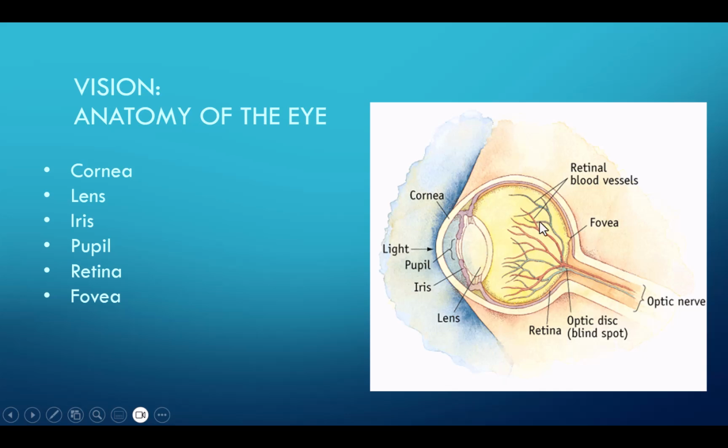Now the light comes in, hits the retina in the back of the eye, and the retina is considered neural tissue, and it's what we're going to focus on. So it lines the back of the eye and contains photoreceptors. On the coming slides, we'll talk about these photoreceptors. The fovea is in the center of the retina, and that is where the lens focuses the light.